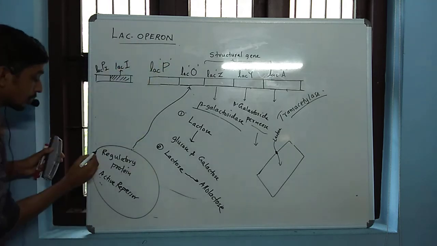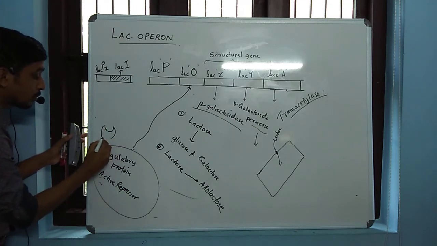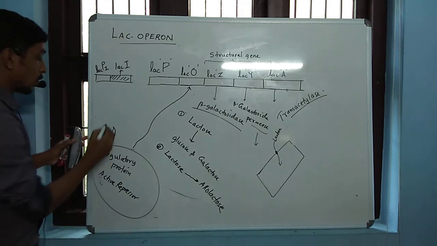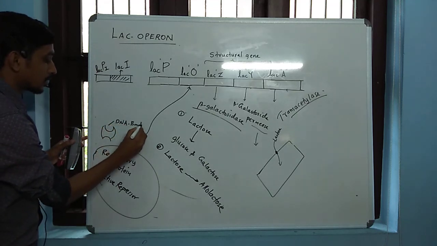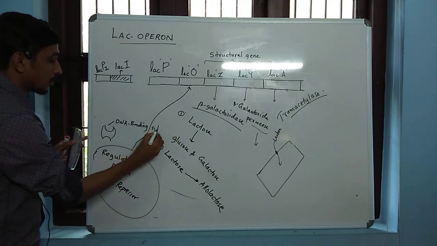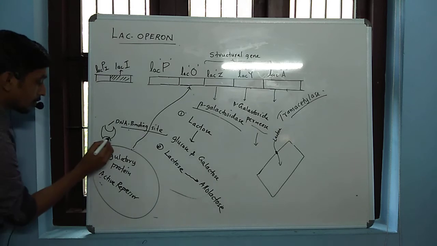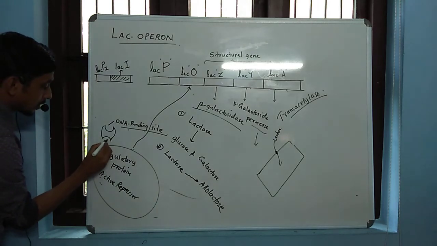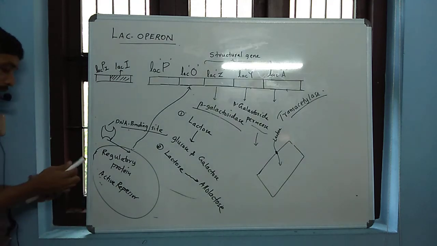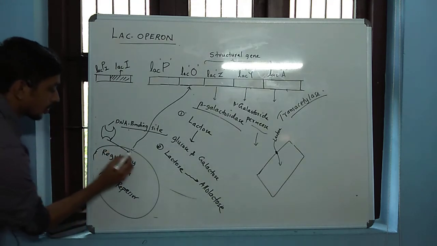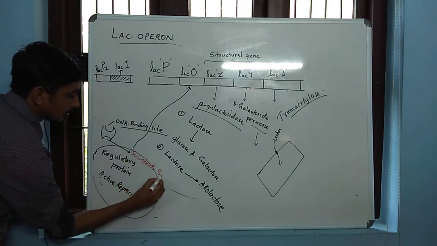Coming to the structure of this regulatory protein, it has two binding domains, two binding sites. One is called the DNA binding site. The second one is called the substrate binding site.